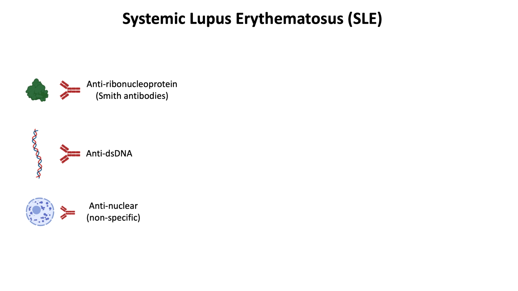Another classic type 3 hypersensitivity disease is systemic lupus erythematosus, or SLE. And this happens when we develop antibodies to a variety of nuclear proteins, including ribonuclear proteins. These antibodies are sometimes called Smith antibodies. We develop antibodies to double-stranded DNA, as well as non-specific antibodies, what we call anti-nuclear antibodies, to a variety of nuclear components. These are a non-specific diagnostic marker. Anti-nuclear antibodies are present in lupus, but also in a variety of other autoimmune diseases.